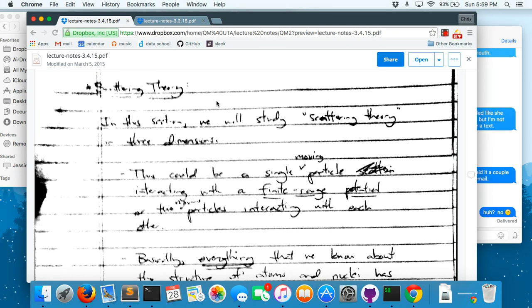Okay, so scattering theory is one of those topics where I have to start off by saying that the importance of scattering theory can't be understated.